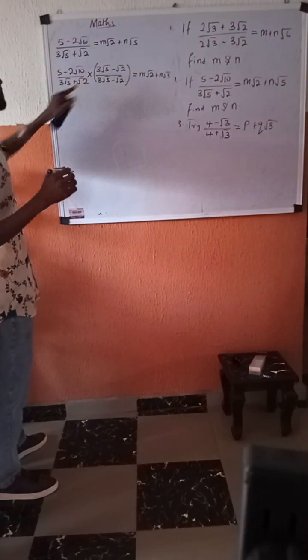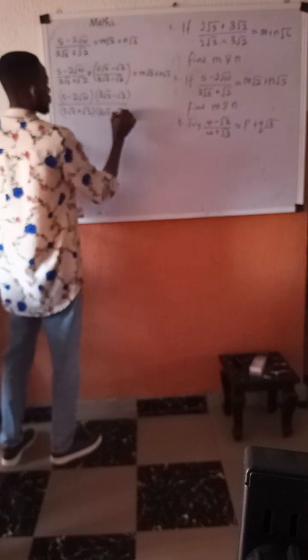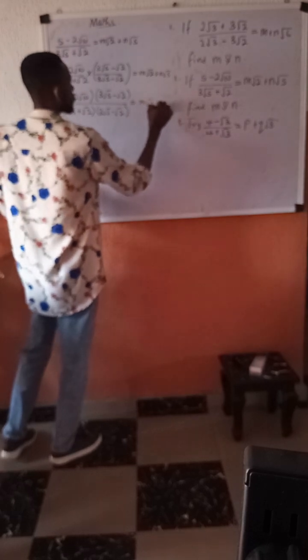Of course, this can be written as: consider the numerators alone, and you have 5 minus 2 root 10, open and close, open again, 3 root 5 minus root 2, close, all over. Consider the denominators alone, you have 3 root 5 plus root 2, open and close, open again, 3 root 5 minus root 2, close. We are told it equals m root 2 plus n root 5.